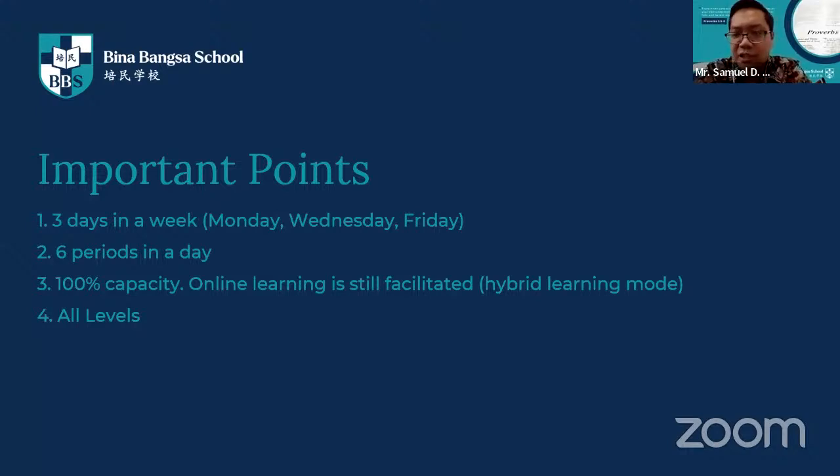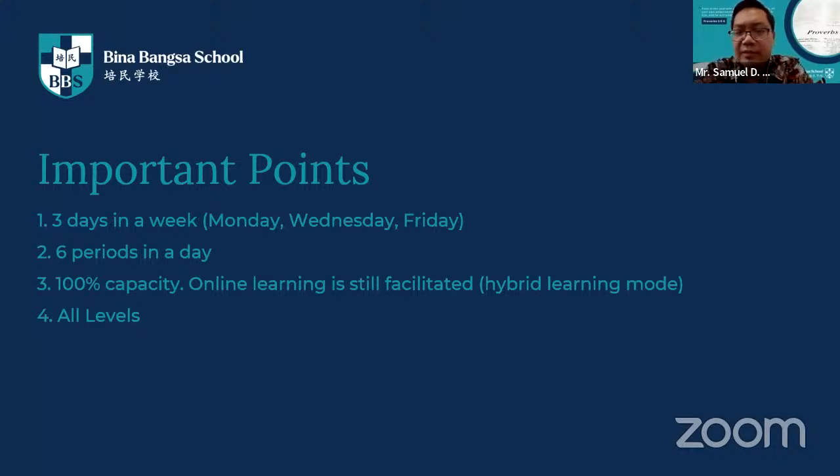But it is 6 periods in a day. So the first 6 periods will be at school, then will be continued by HBL at home. No changes, 100% capacity. This is another difference. In term 2, the maximum capacity is 50%. Now in term 3, we can accommodate all of you in a classroom, 100% capacity.